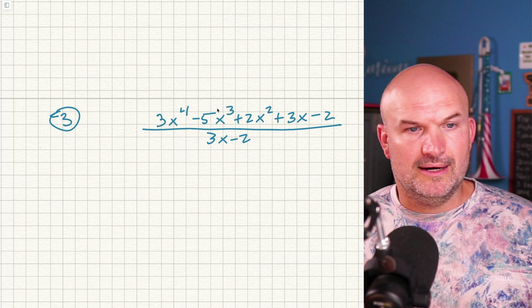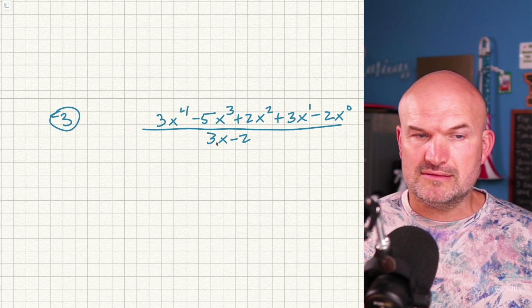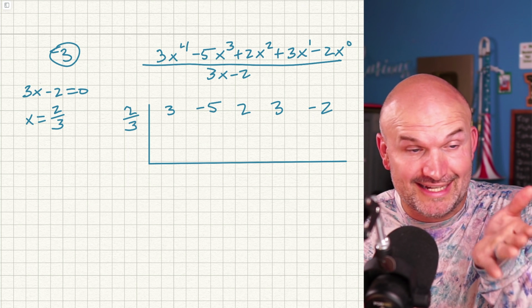So we are not missing any terms, so we don't need to use our placeholder zeros. That's good. But my x here has a coefficient, but that's okay, right? What did I tell you? Just set your divisor equal to 0 and solve. Add 2, divide by 3. x equals 2/3. Now remember, the first one we're going to bring down, that is the freebie, right?